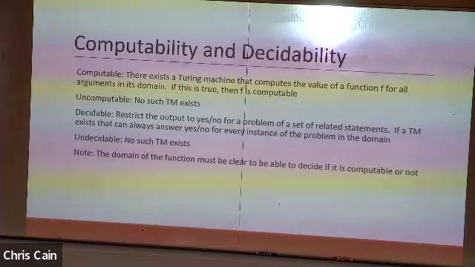Your question? Oh, I was just wondering, with decidable, is that just limited to yes or no, or is that any one that has like a finite set of possible answers? It is limited to yes or no for now. If it has a limited number, then there would be a function that works, so then it would be computable. So decidable is just the binary version of computable.